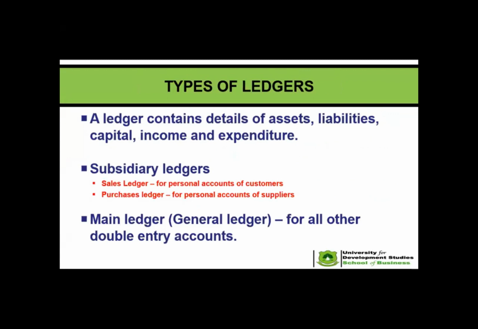Good. What are the types of ledgers? We'll look at them already, but let's look at it. A ledger contains details of all the assets, liabilities, capital, income, and expenses. So we have the subsidiary ledgers. So we have the sales ledger. What is sales ledger? A book. Sales ledger is a book that contains what? The accounts of all our customers, personal accounts. Then purchases ledger for personal account of all our suppliers. Then we have the main ledger or the general ledger for all other double entry accounts.